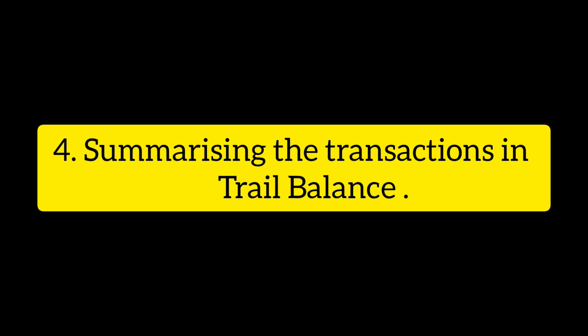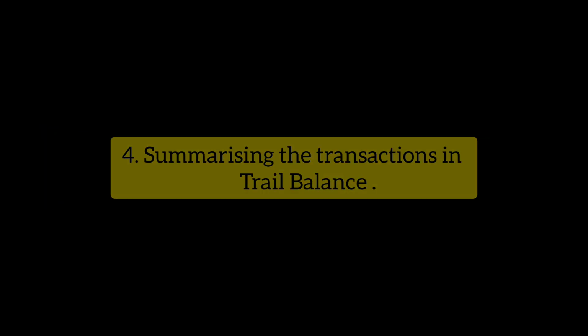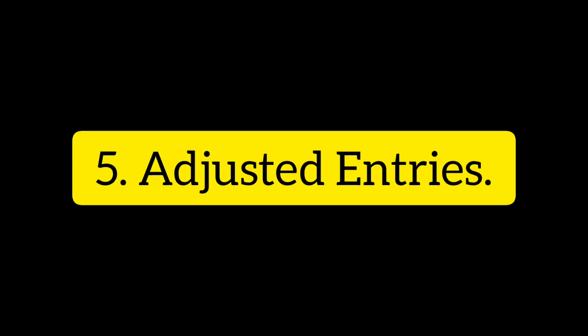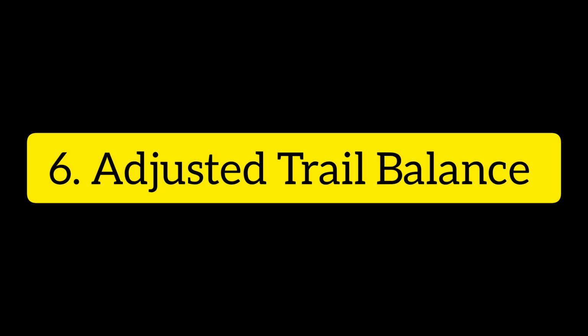If the trial balance is not tallied, then it comes to our next step where we have to pass some adjusted entries. Why are these adjusted entries done? It is done when the trial balance does not tally so that we can record the income or the expenses which have not been recorded in the books. Once the adjusted entries are passed, the next step is to prepare the adjusted trial balance. We prepare a new trial balance after the adjustments are done.